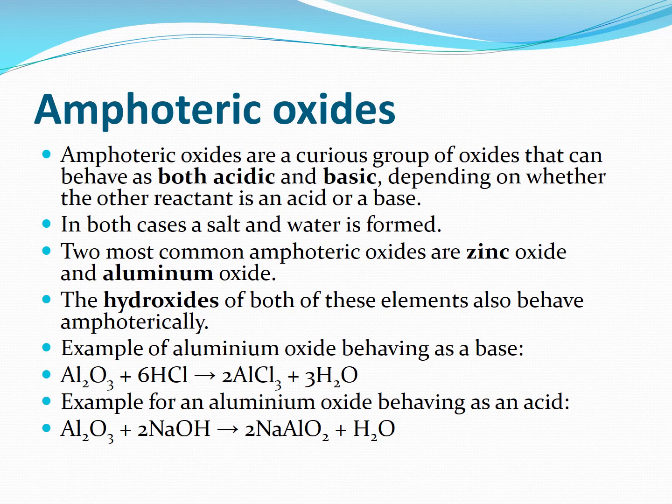The example of aluminium oxide behaving as a base: aluminium oxide, when it reacts with the acid HCl, gives aluminium chloride and water. Aluminium chloride is a salt and water is H2O. The other example, of aluminium oxide behaving as an acid: aluminium oxide, when it reacts with sodium hydroxide, which is a base, forms NaAlO2, sodium aluminate, and water.